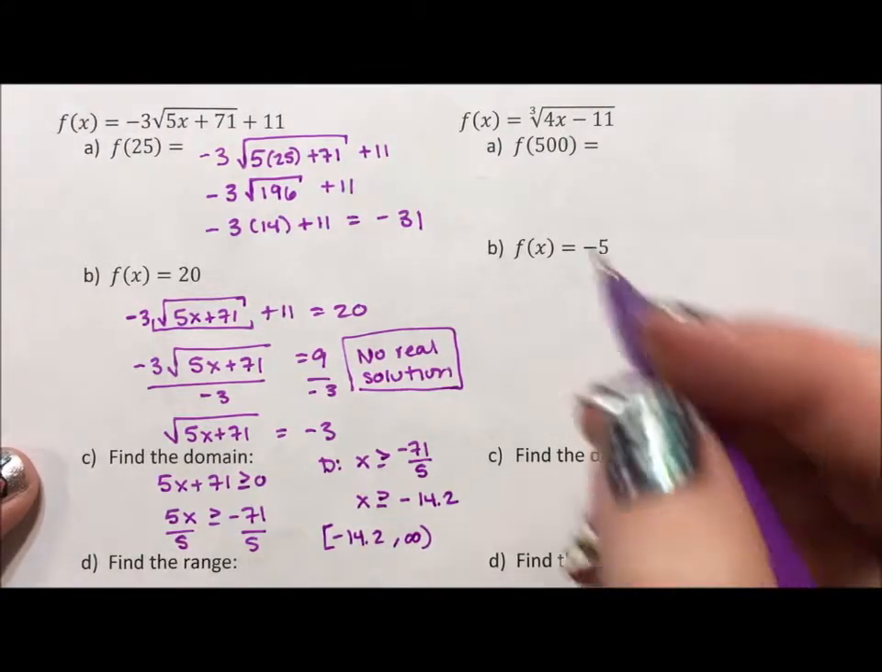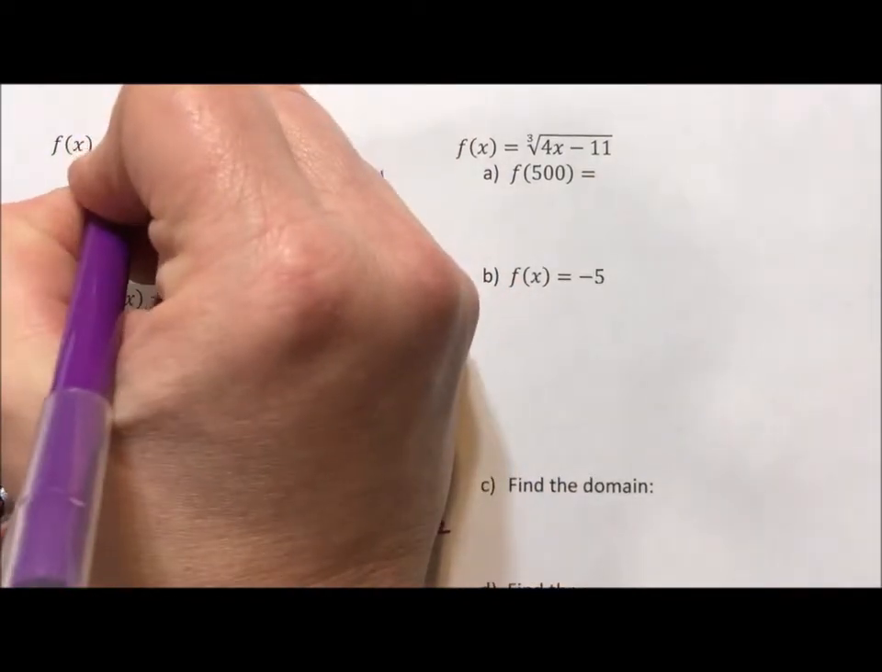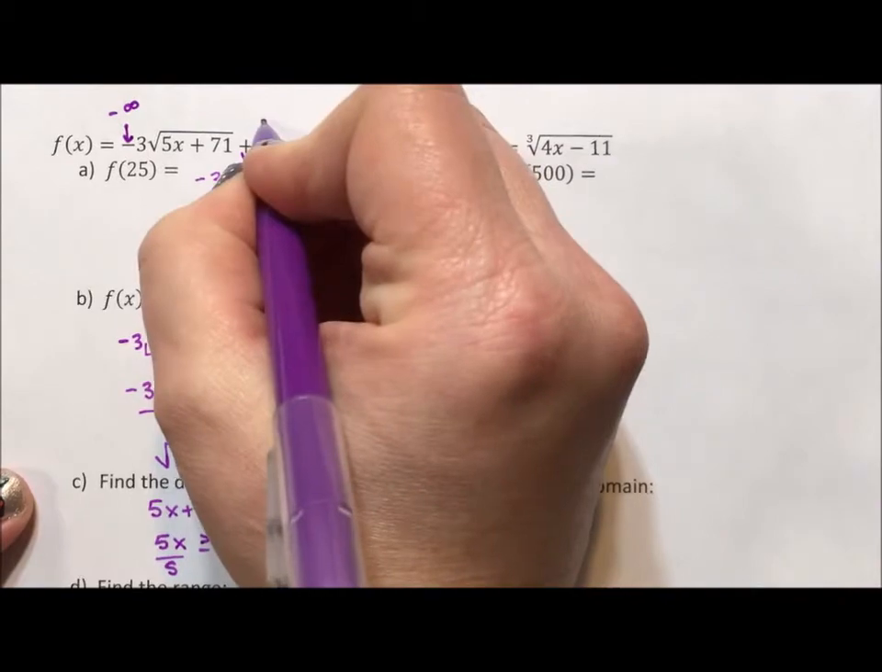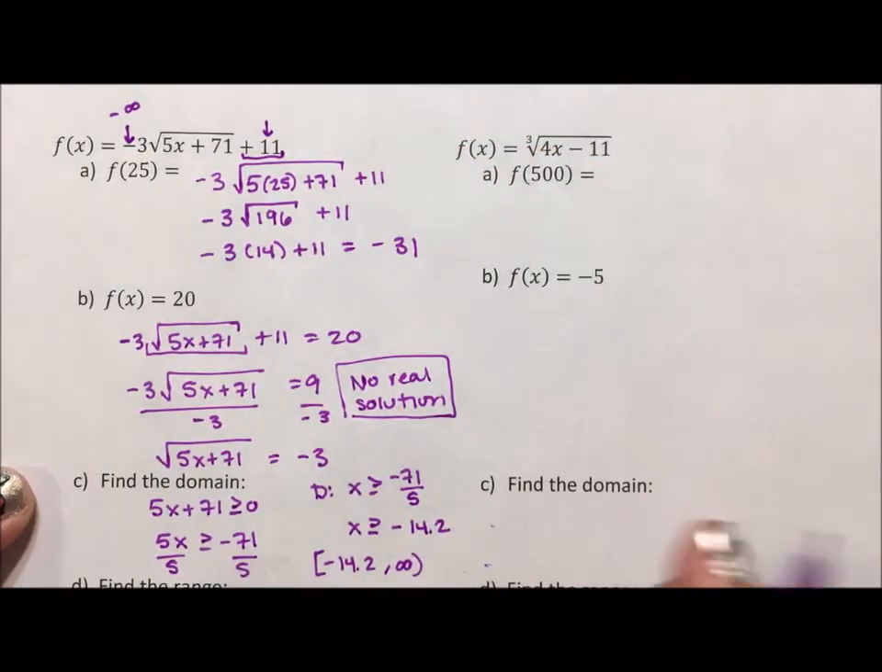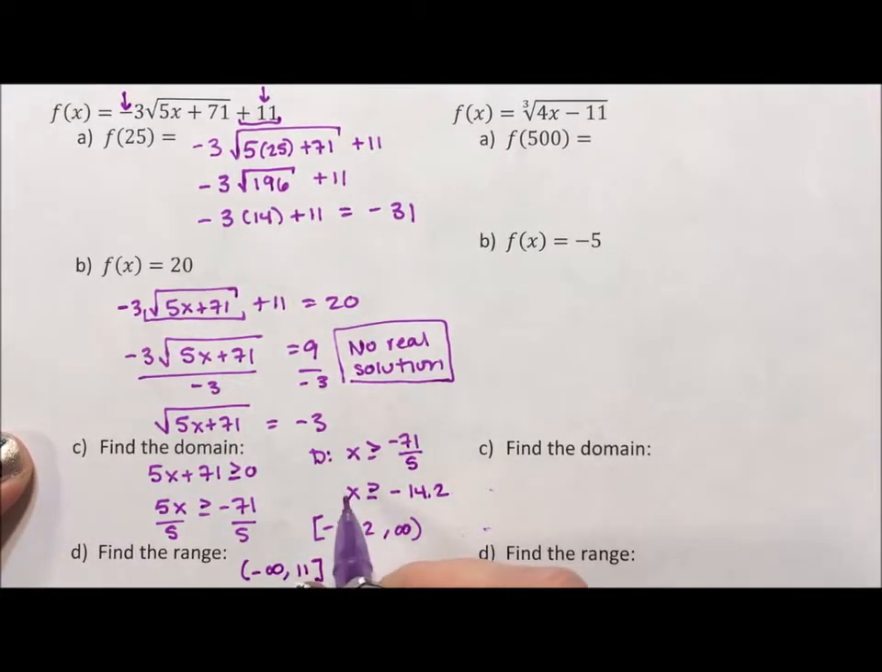As for the range, we look at the bookends of our original problem. Because this is a negative number, we go to negative infinity, and this 11 becomes the other part of the range. So our range is going to be, in interval notation, negative infinity to 11, and in inequality, it would be f of x is less than or equal to 11.